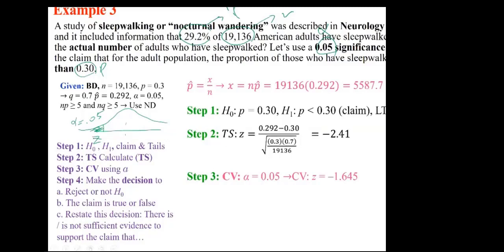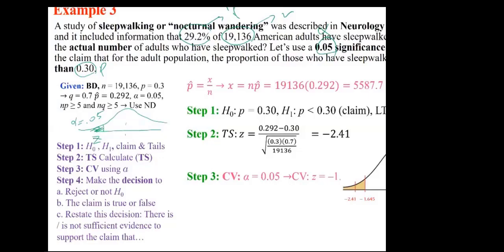What about the test statistic? Test statistic is way into the rejection region. Negative 2.41 is to the left of this number, which puts it into the rejection region. So this is the graph. Those are the numbers. Negative 2.41 is to the left of negative 1.645, which means it's way into the rejection region. You are going to reject H0.